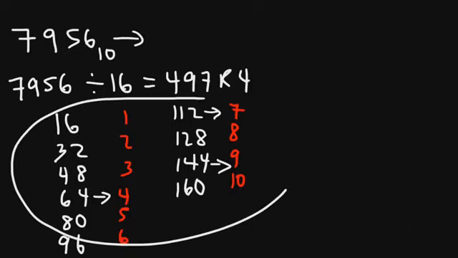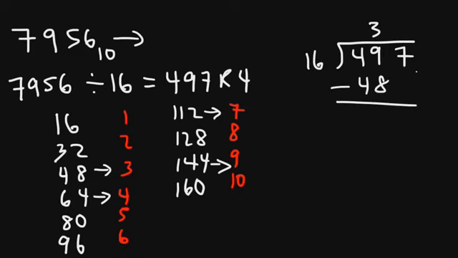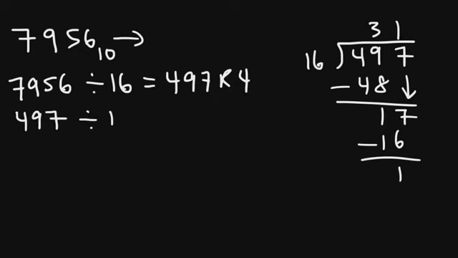Now, you may want to write this information down, just in case I need to erase it to make more room. So now let's divide 497 by 16. How many times does 16 go into 49? 16 goes into 49 3 times. 16 times 3 is 48. 49 minus 48 is 1. And then let's bring down the 7. 16 goes into 17 one time, with a remainder of 1. So now I need to erase this. So 497 divided by 16 is equal to 31, remainder 1.